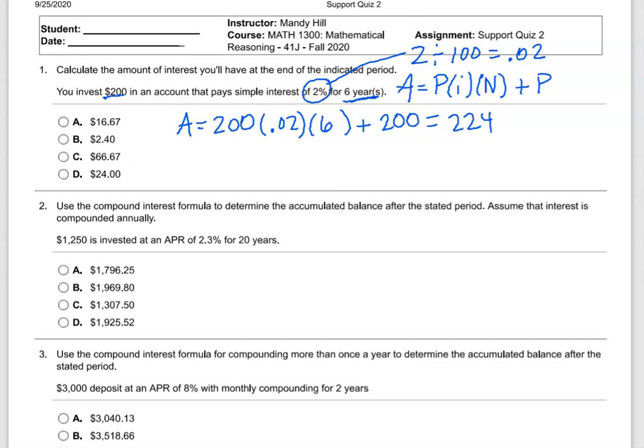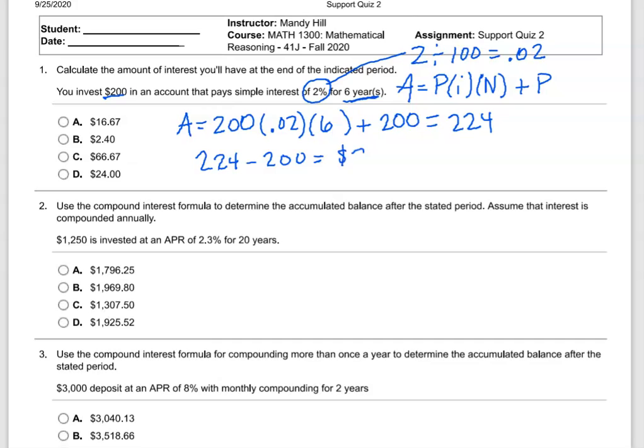But I'm going to go back, and this A stands for the amount I'm going to have. Like, what do I have after I put it in the bank for 6 years at 2% interest? So go back and make sure you're answering the question, because it says calculate the amount of interest. I'm not going to have $224 in interest because I put $200 in the bank to begin with. So I need to do 224 minus 200.